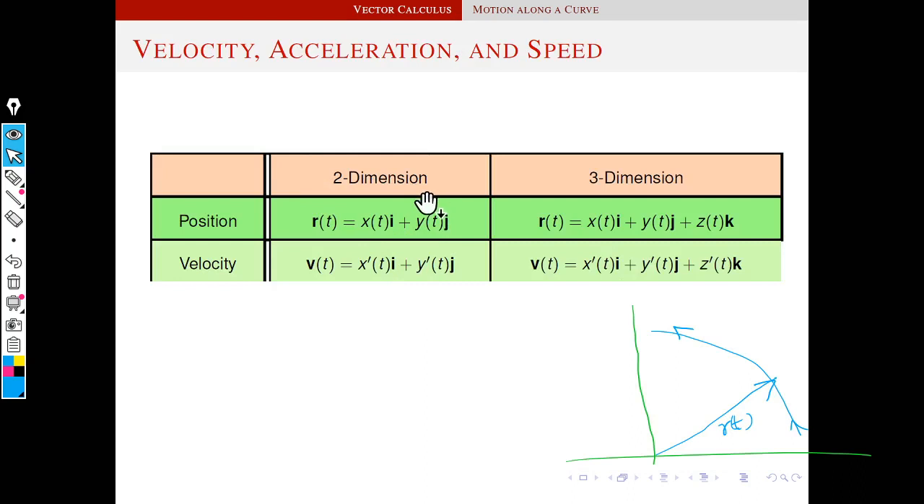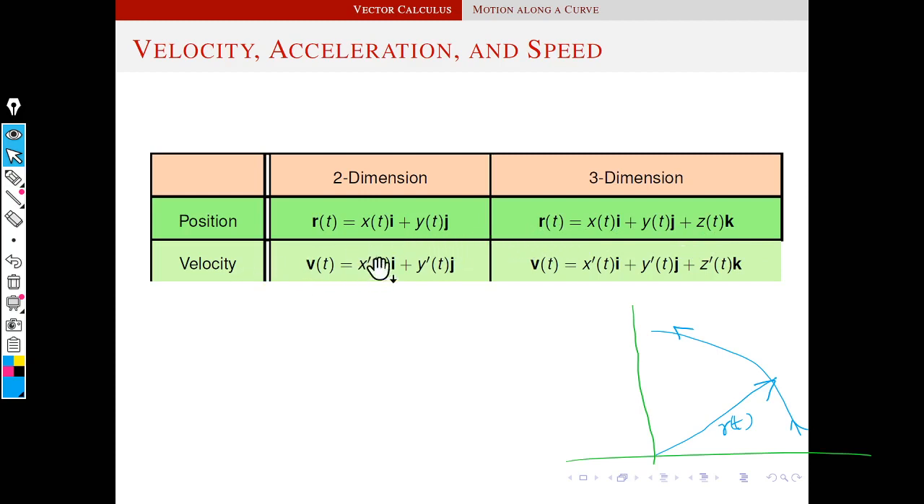Okay, this table gives the elementary formulas for evaluating velocity, acceleration and speed of a particle when its trajectory is given. Here, this is the 2-dimension case, this is the 3-dimension case. Only difference in 3-dimension, we have one more term, that is the coefficient of k. So this is the trajectory, r of t equal to x of t i plus y of t j. In the case of 3-dimension, r of t is x of t i plus y of t j plus z of t k. i, j, k are the unit vectors.